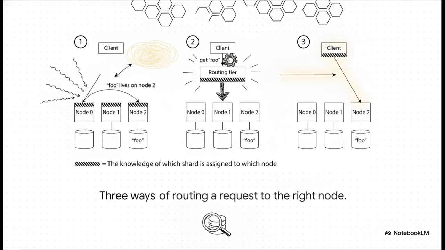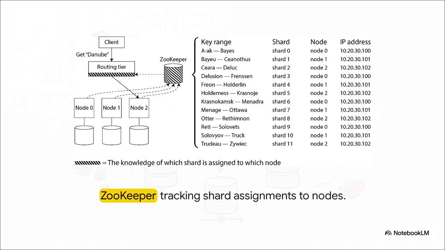But remember, shards aren't static. They're constantly being moved around to balance load. So how do these routing tiers keep up with all that movement? To prevent total chaos, or a terrifying split-brain scenario where 2 nodes both think they own the same data, systems rely on a highly consistent coordination service like Zookeeper. Think of it as the ultimate, unarguable source of truth. It tracks exactly who owns what, and it instantly alerts the routing tier the very millisecond anything changes.